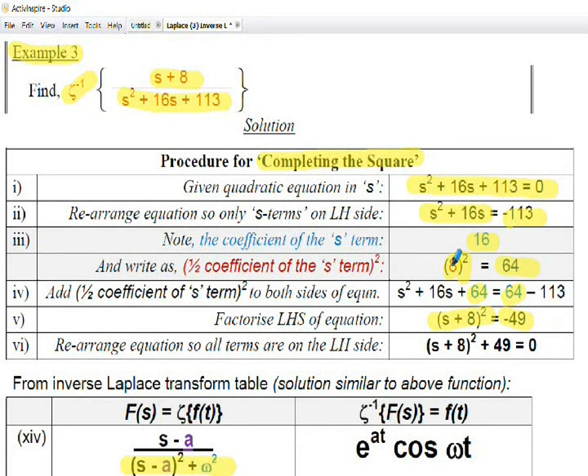In the final step, step 6, we bring the 49 to the left hand side of the equation by adding 49 to both sides, so I end up with s plus 8 all squared plus 49. Now that is in the form of s minus a squared plus omega squared. So again, there's a little technique we can use when we have a quadratic in the bottom line to try and make it into a standard form.